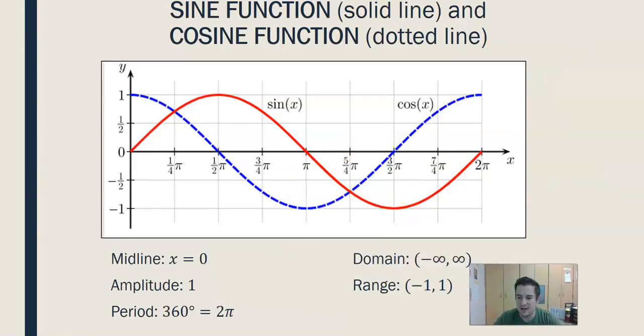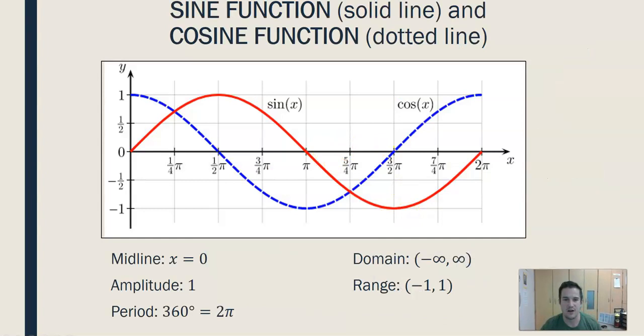Okay, so here are my sine and cosine functions. The sine function is the solid red line. The cosine function is the dotted blue line here. So here's some terminology that we're going to use in association with these graphs throughout this unit, these next couple lessons. The midline, or the horizontal line right through the middle of these sine and cosine functions, is at y equals 0. So it oscillates, that's a fun word, right around the x-axis.